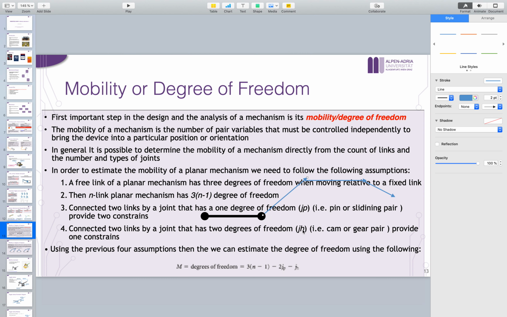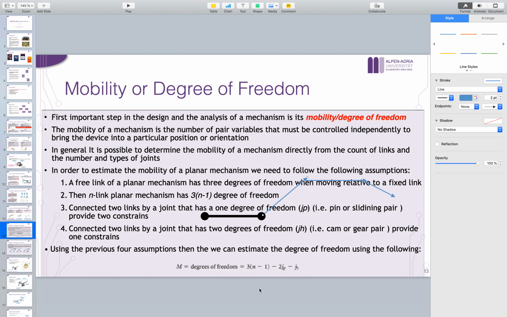Now here the J_H is the joints that have 2 degrees of freedom, like, as I said, a cylinder that could have 2 degrees of freedom, or a cam or gear pair. So basically they have 2 degrees of freedom.